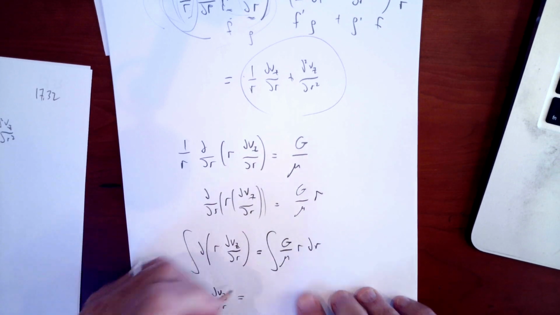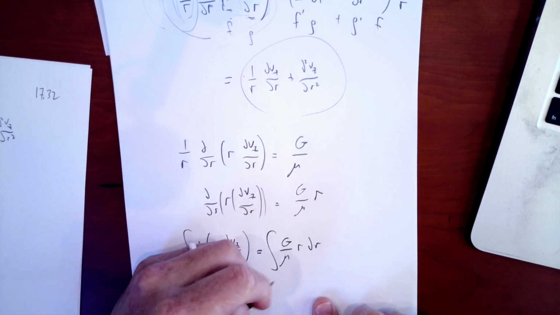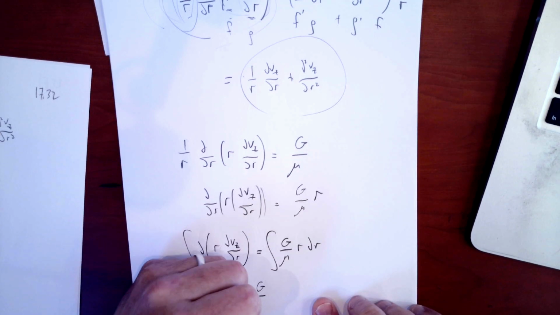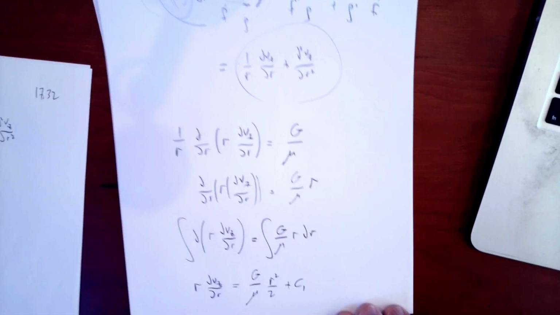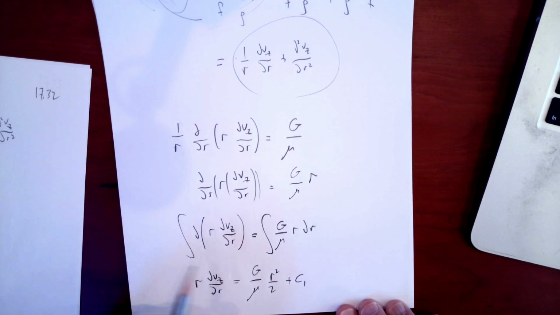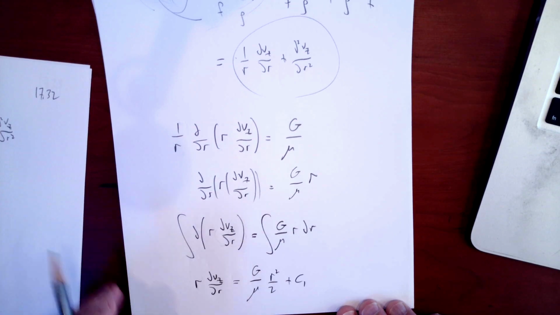On the right-hand side, of course, I've got a very simple integral. I've got a constant, g over mu, and then I've got r dr. So that's r squared over 2. And then, of course, I have to add a constant of integration. All right, so key step here: d of this complicated thing is just that complicated thing. Now I can continue to integrate.